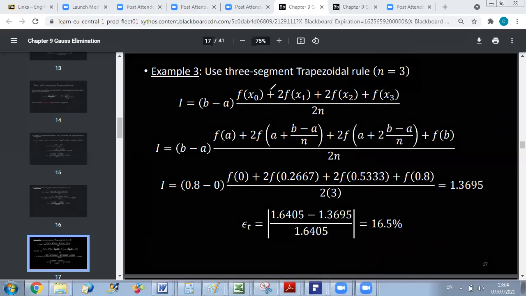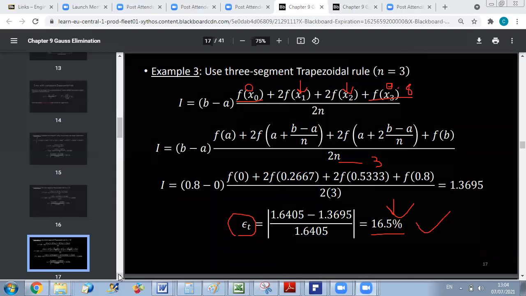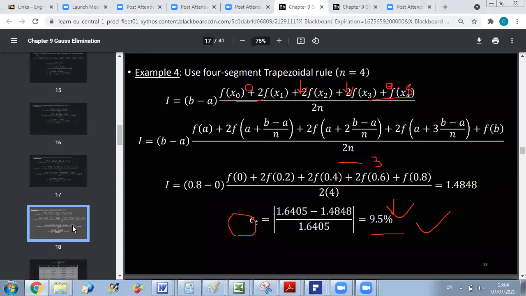So I have the function f, I can find f of x1, I can find f of x2. Already f of x0 and f of x3, which are 0 and 0.8, were computed before. So all I have to do is replace, and I get that the relative true error is 16.5%. So now it decreased very well from 35 to 16.5 by going from 2 to 3. So as you can see, I can decrease the error largely by increasing the number of segments.